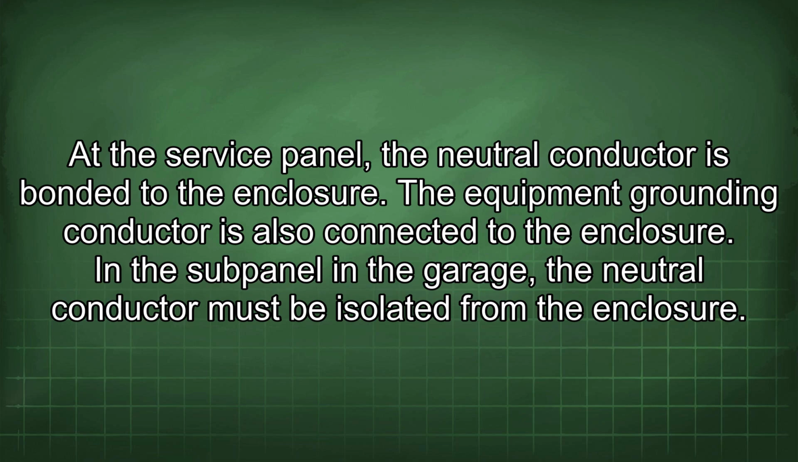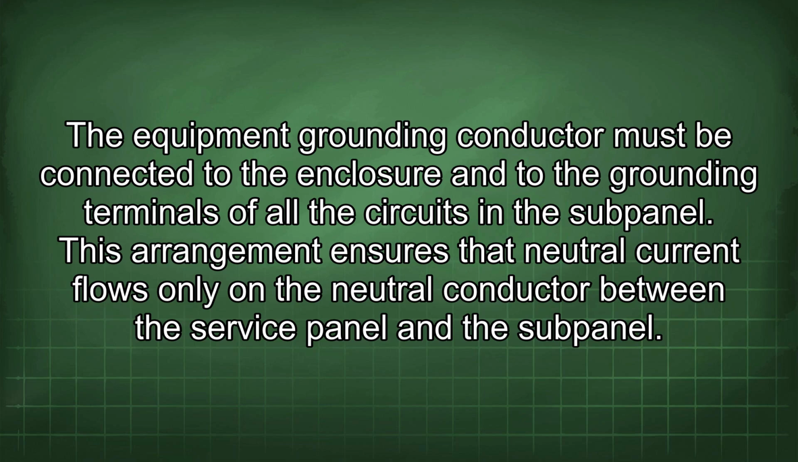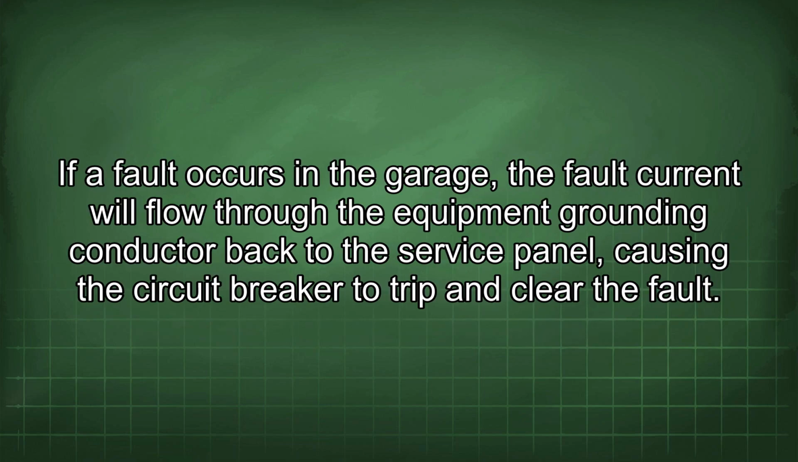In the subpanel in the garage, the neutral conductor must be isolated from the enclosure. The equipment grounding conductor must be connected to the enclosure and to the grounding terminals of all the circuits in the subpanel. This arrangement ensures that neutral current flows only on the neutral conductor between the service panel and the subpanel. If a fault occurs in the garage, the fault current will flow through the equipment grounding conductor back to the service panel, causing the circuit breaker to trip and clear the fault.